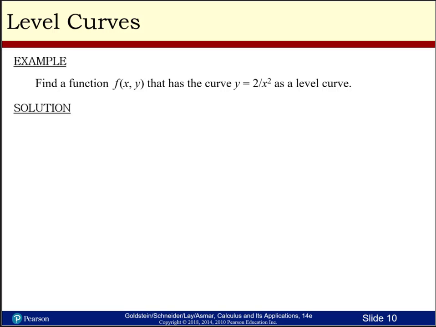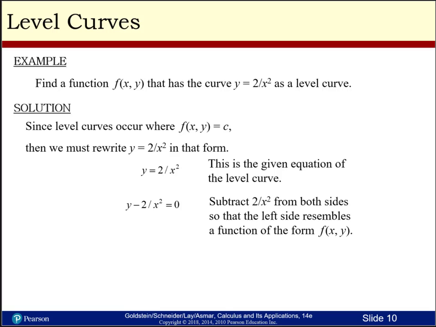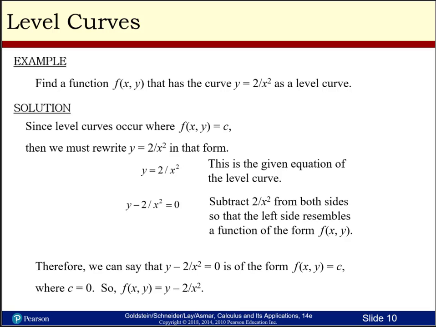And since the level curves occur where f of x, y equals c, then we must rewrite y equals 2 over x squared in that particular form. So here's the given equation of this level curve. y minus 2 over x squared equals 0. We just subtract it from both sides. Therefore, we can say that y minus 2 over x squared equals 0 is of the form f of x, y equals c, where c is 0. So for f of x, y, we have y minus 2 over x squared.